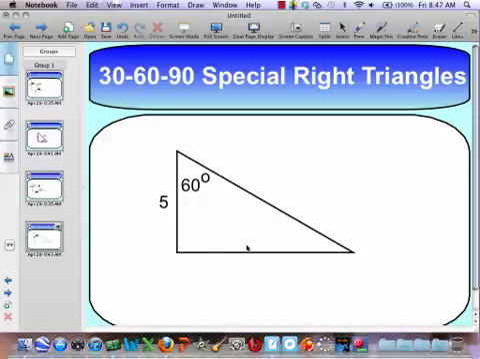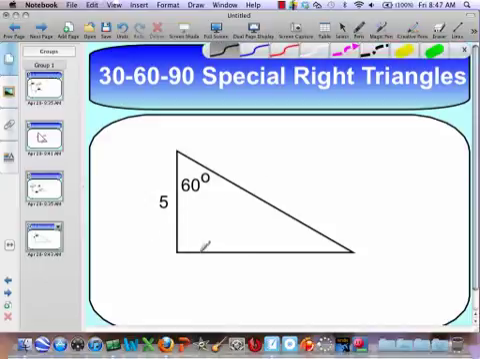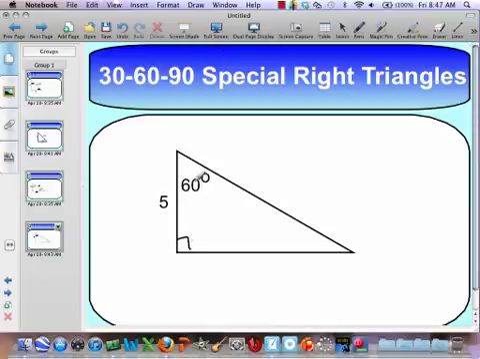So again, if we go to this example here, we notice that we have a 60-degree angle, and this is a right triangle. Remember that the angles of a triangle add up to 180 degrees, so if this is 60 and that's 90, then of course this one down here is going to be 30. And therefore we have a 30-60-90. The 5 is our short side, therefore the hypotenuse is twice the short side, so it's 10. And then the longer leg is the short side times radical 3. And that's all there is to it.